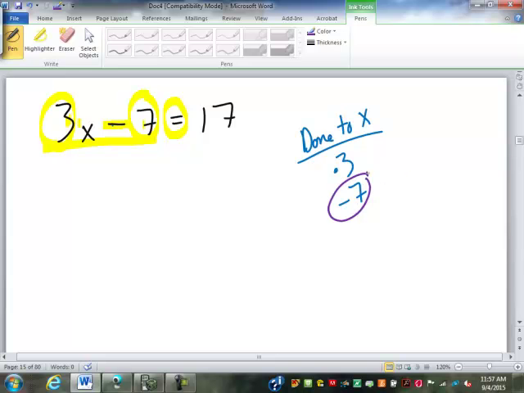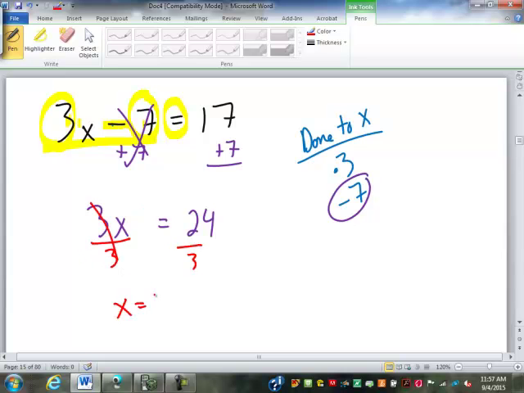So how do we take that off? Adding 7. That's gone. We have 3x here. We have to add 7 to the other side to keep it balanced. 17 and 7 makes 24. Next, we have to get rid of the multiplying by 3 by dividing by 3. Good. X equals 8.